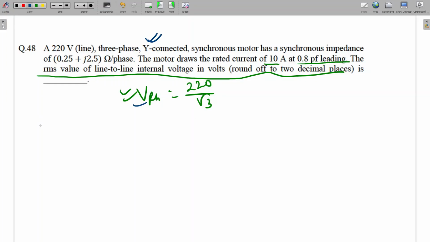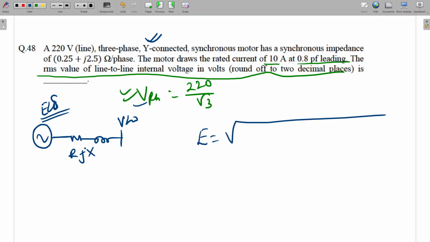First we'll write the single line diagram. This is the alternator, E angle delta. This is R plus jX, and this will be V angle 0. So the same formula we can apply. E is equal to the square root of (V cos phi minus IA RA) whole square plus (V sin phi, with plus for leading) plus IA XS whole square. Here it is leading, so plus.